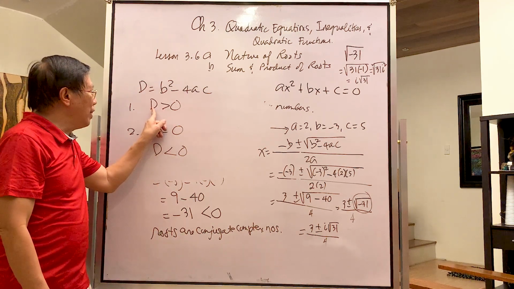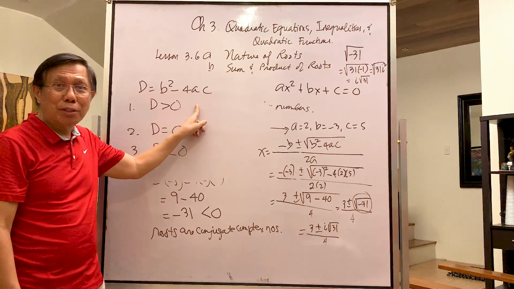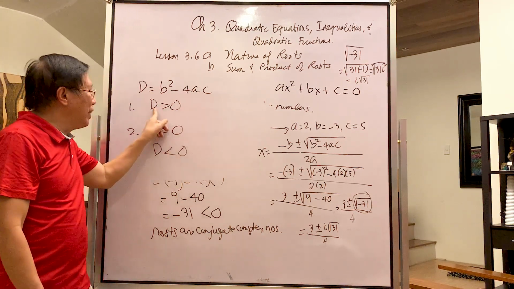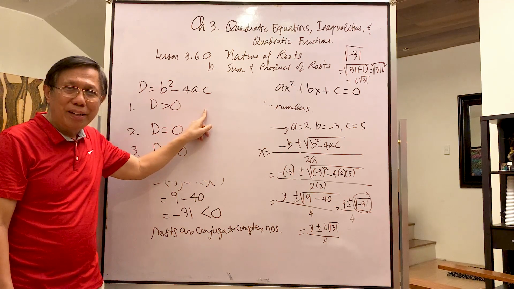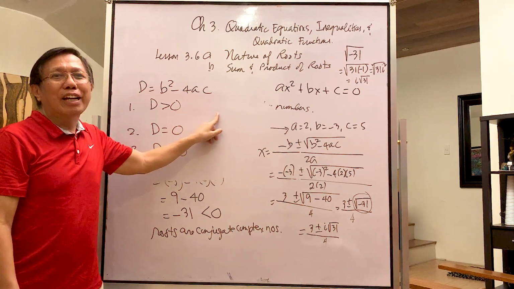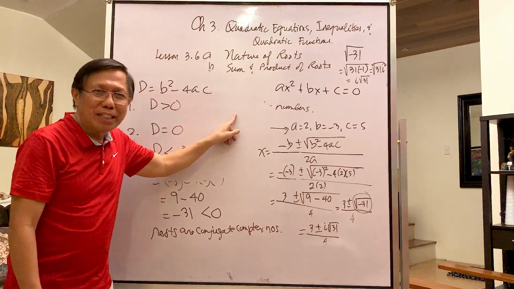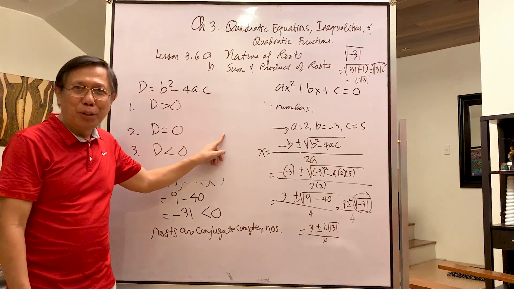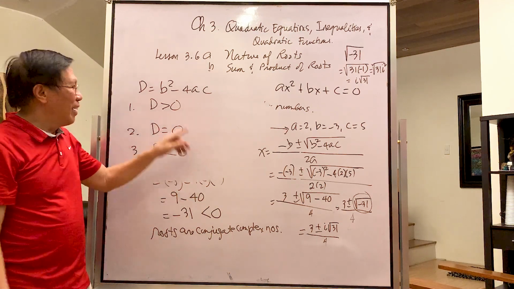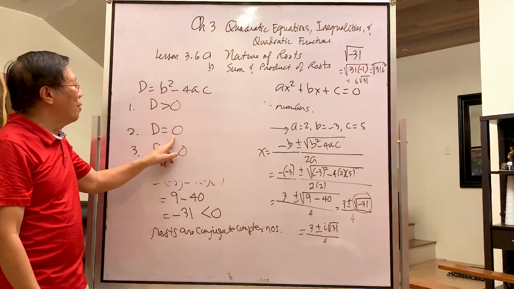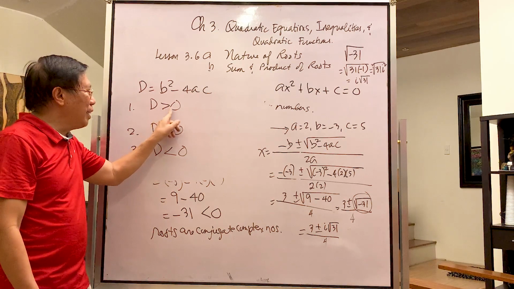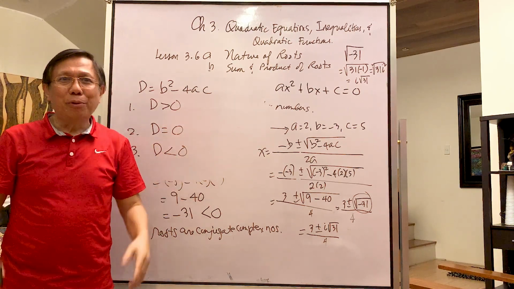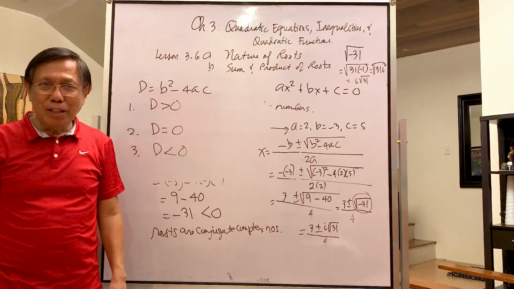Furthermore, if D is greater than 0 and D is a perfect square, then the roots are also rational. If D is not a perfect square, then the roots are irrational conjugates. If D equals 0, we have a double root. Also, if D equals 0 or D is greater than 0 and a perfect square, the quadratic equation is factorable.